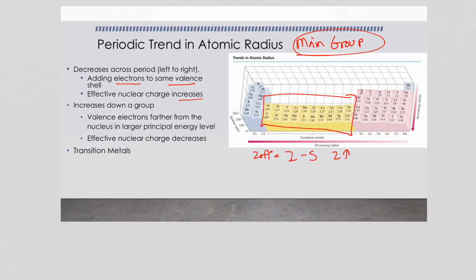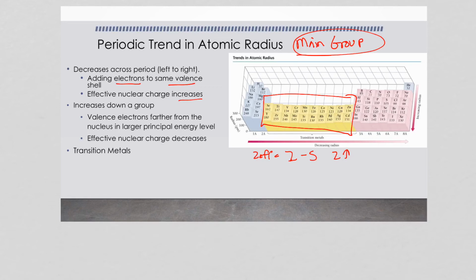How about going down? Well, maybe this is a little bit easier to understand. Not surprising, atoms get bigger as you go down. And this is simply because the valence electrons are further from the nucleus, right? They're in a larger principal energy level. So as you go from having them in, say, the 2p and the 3p and the 4p, those electrons are further away from the nucleus, meaning the atom has to be bigger to accommodate those electrons that are further away.